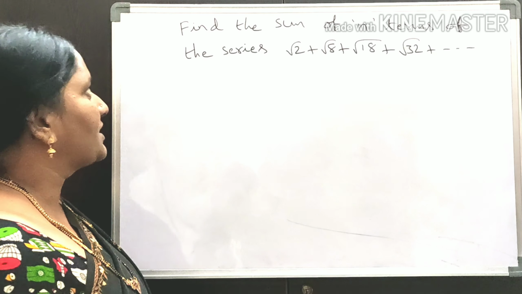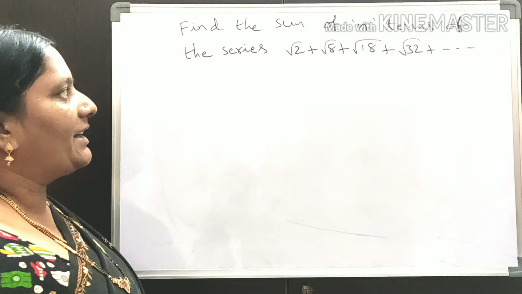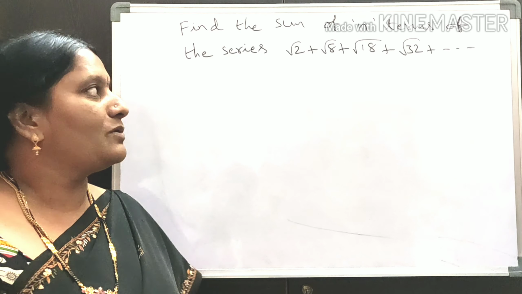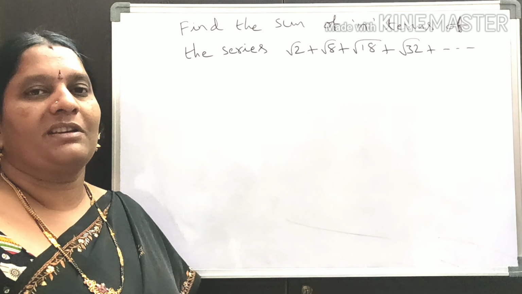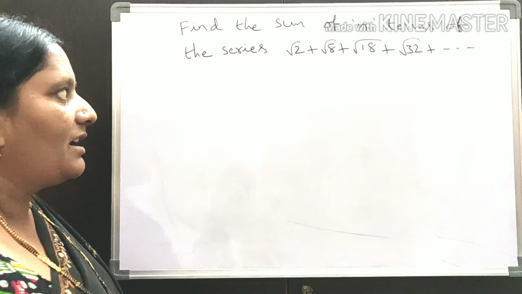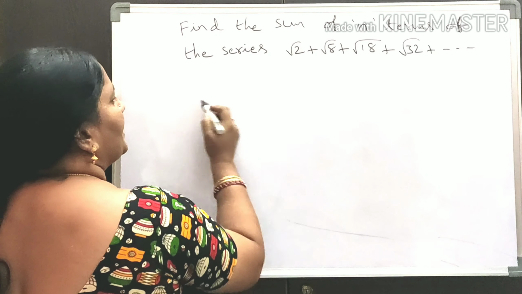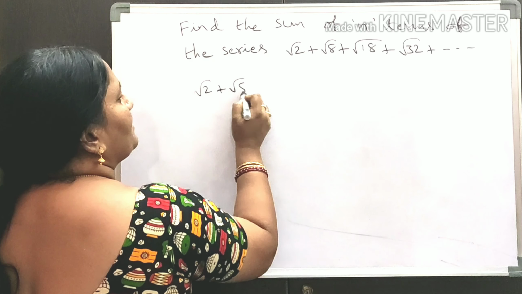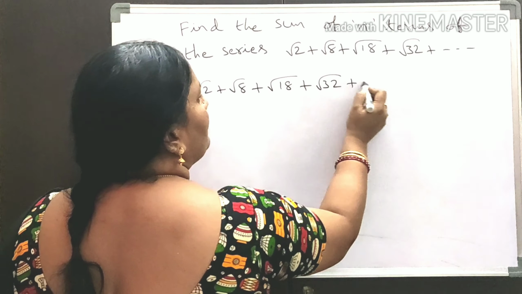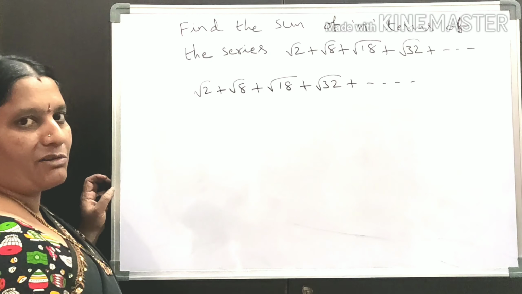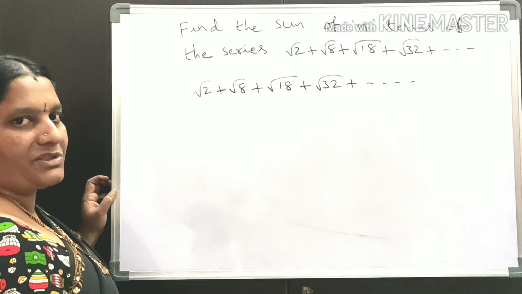Today the question is: find the sum of n terms of the series root 2 plus root 8 plus root 18 plus root 32 plus so on. Now the given series is root 2 plus root 8 plus root 18 plus root 32 plus so on. First we have to check whether it is in AP or in GP or in HP.